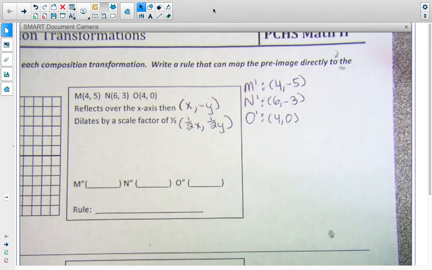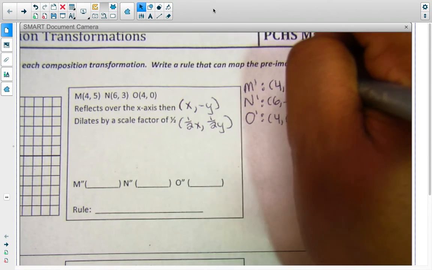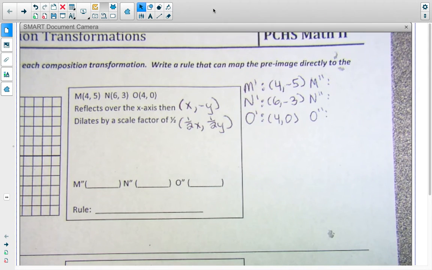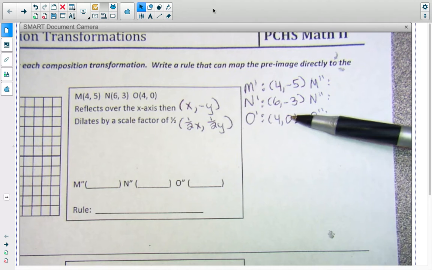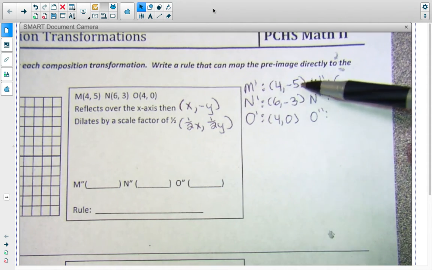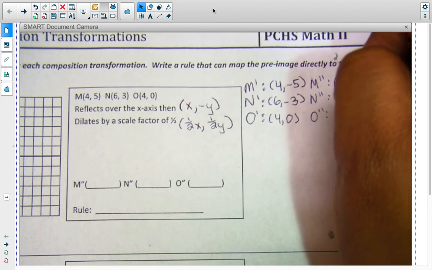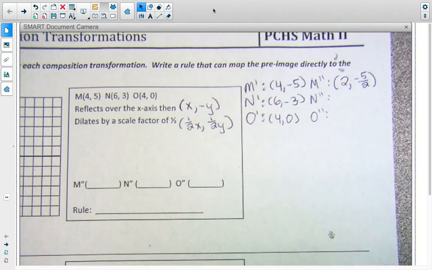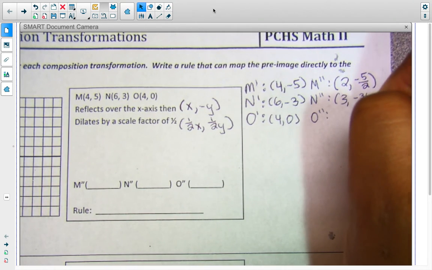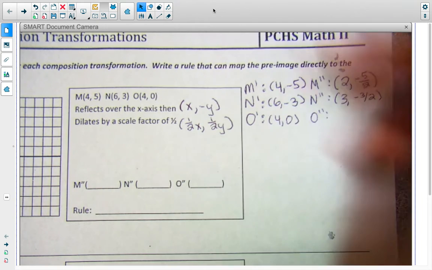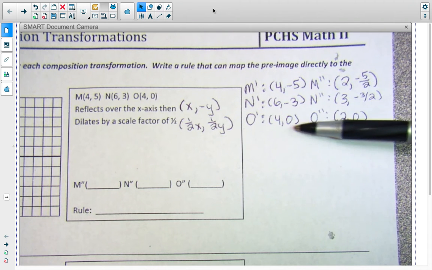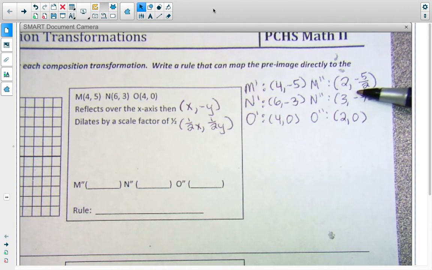Now I want to dilate it by a scale factor of 1/2. So we know that this is a reduction. Now we're finding M'', N'', and O''. We're going to use these points and multiply them each by 1/2, which means we're going to divide them by 2. So I'm going to take half of these. We're going to have fractions, but that's okay. So I got (2, negative 5/2). If I take half of this, that'll be (3, negative 3/2). Again, nothing wrong with a fraction. And then this one is going to give me (2, 0). So I took all of these points and divided by 2, which is the same as multiplying by 1/2, because that was our rule.